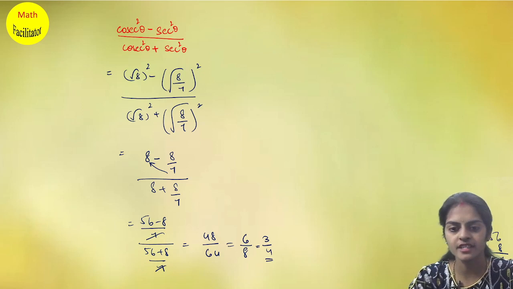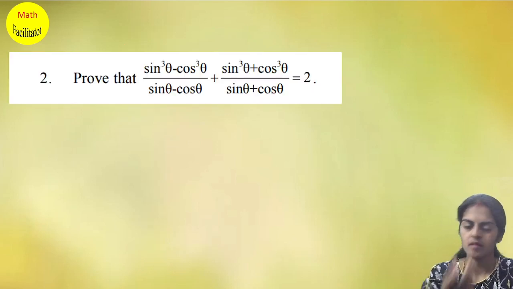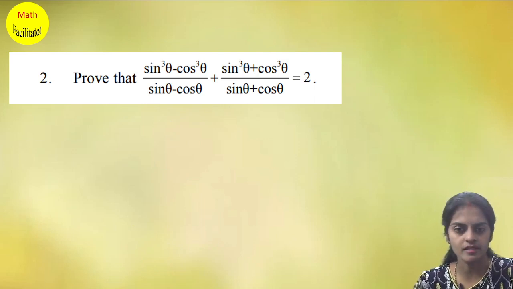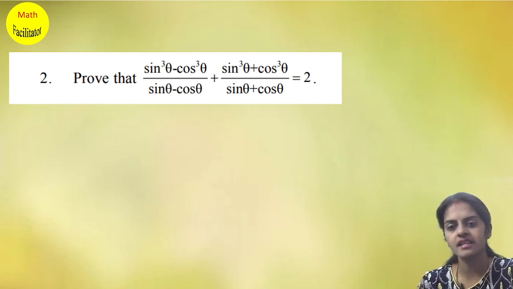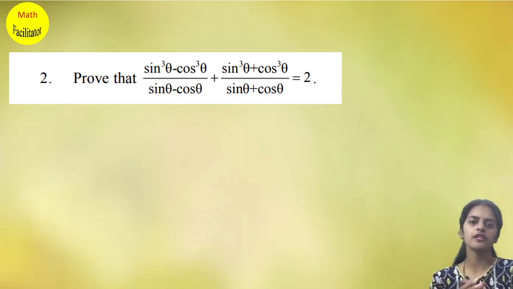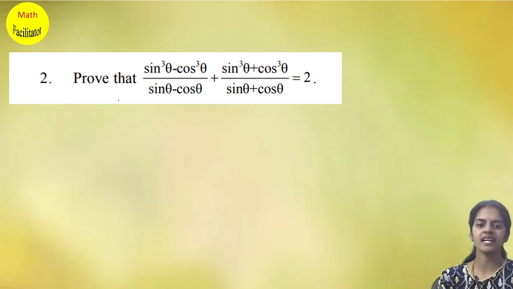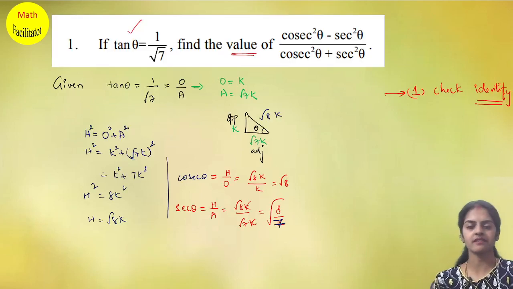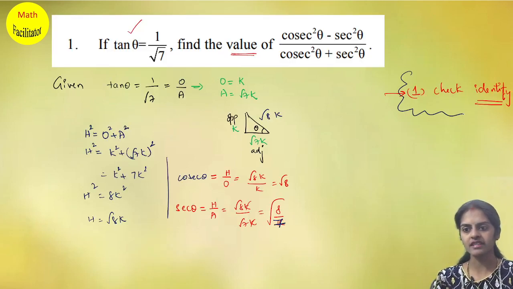So now let's proceed to the next question. Prove that sine cube theta minus cos cube theta whole divided by sine theta minus cos theta plus sine cube theta plus cos cube theta divided by sine theta plus cos theta is true. So whenever you find a question of this type, they are asking you to prove that. What is the first thing I asked you to do? I asked you to check for the identity, isn't it? Simply check for the identity.